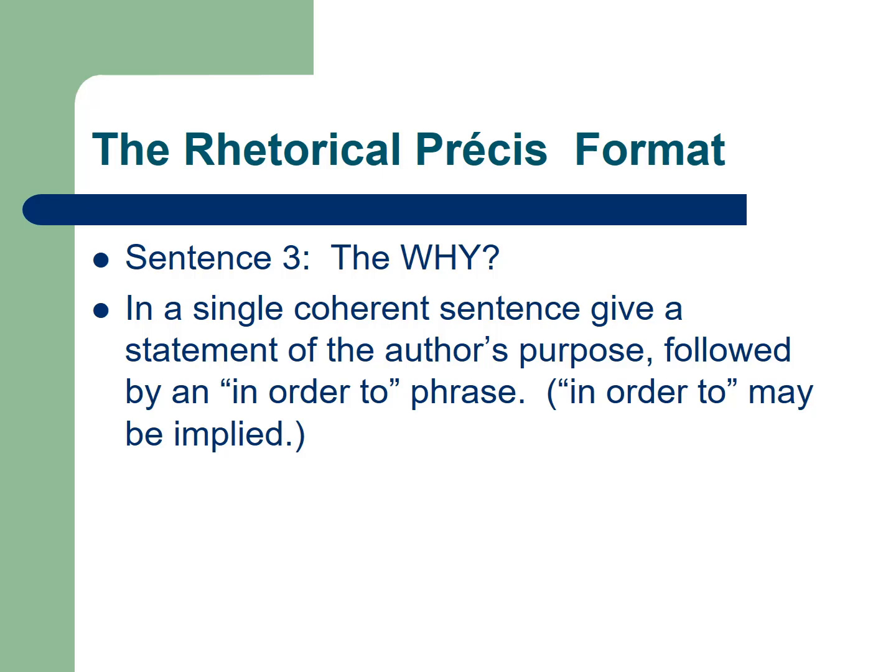Sentence 3 is the why. Why does the writer write this piece at this time to this audience? That's the exigency, the urgency for writing. In a single coherent sentence, give a statement of the author's purpose, followed by an in order to phrase. Now, in order to does not have to be the words in order to. It can be implied, but the concept is the writer writes this now in order to achieve this end goal. Okay?